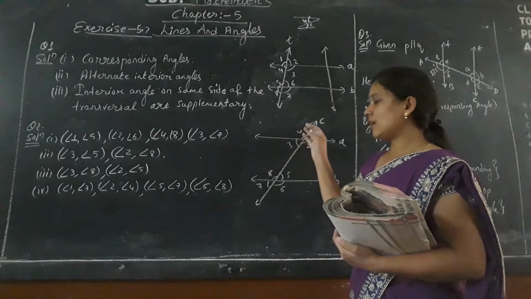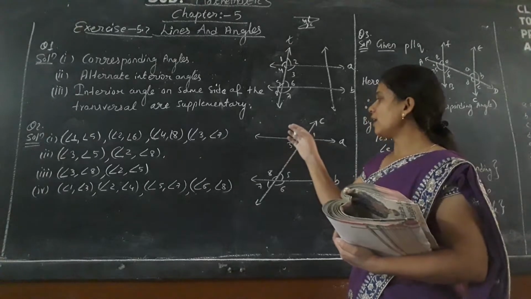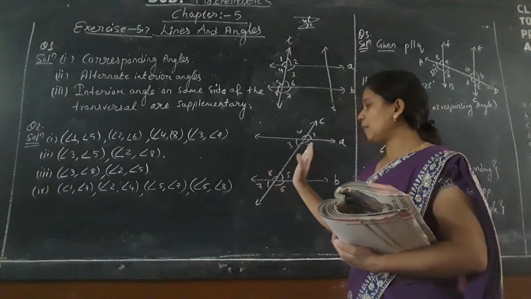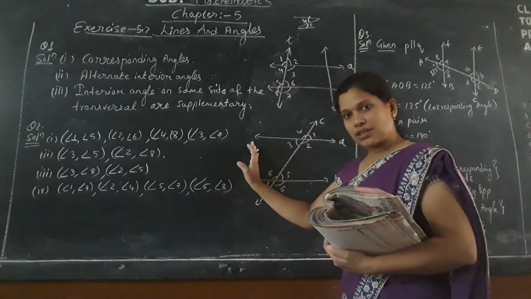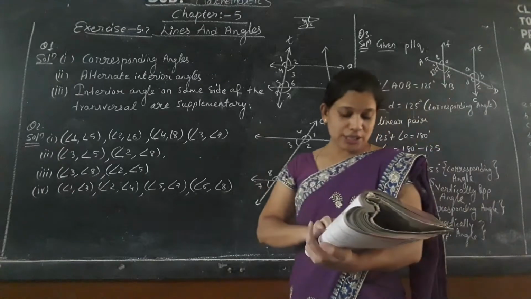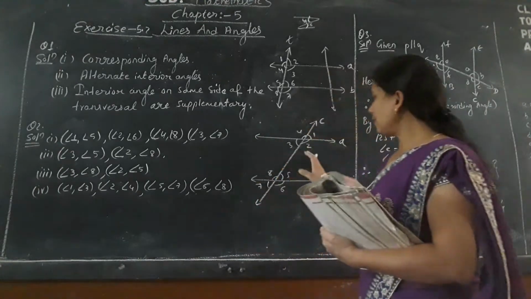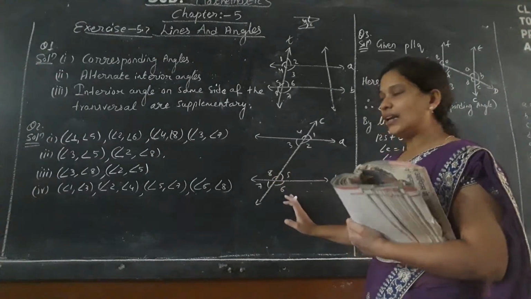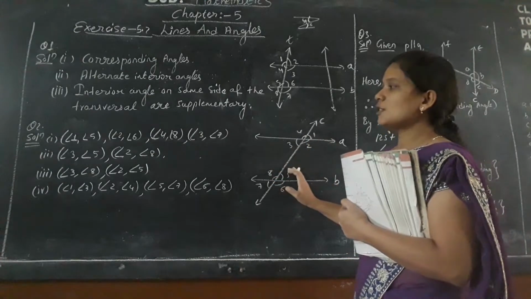So what is a corresponding angle? One angle is present outside, another is present inside, and both are on the same side of the transversal. That kind of angle is said to be a corresponding angle. So the first question is the pair of corresponding angles. From angles 1, 2, 3, 4, 5, 6, 7, 8, 8 angles are there. Which angles correspond to each other?